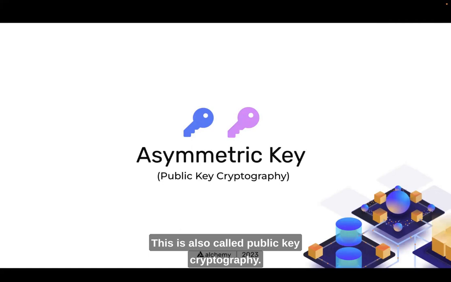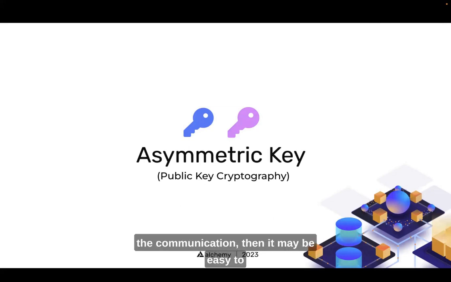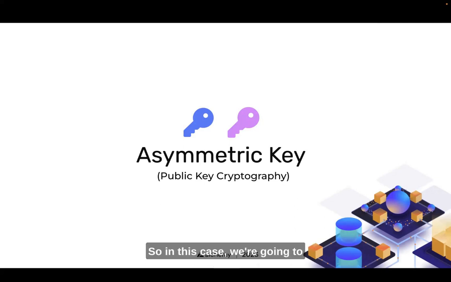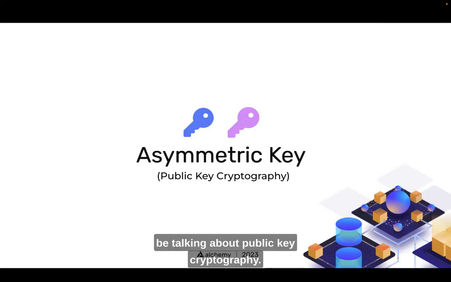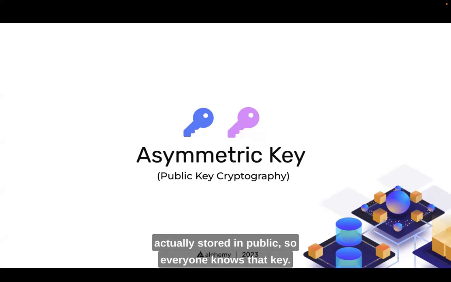This is also called public key cryptography. Now, if you understood symmetric key cryptography as having the same key on both ends of the communication, then it may be easy to understand that asymmetric key is having a different key on both ends of the communication, right? So in this case, we're going to be talking about public key cryptography. Public key is a revolutionary way of looking at this in that you have a key that is actually stored in public. So everyone knows that key. This is a little bit different from symmetric key cryptography, where the whole purpose was to keep your keys private so nobody can intercept your messages and know what you're talking about.